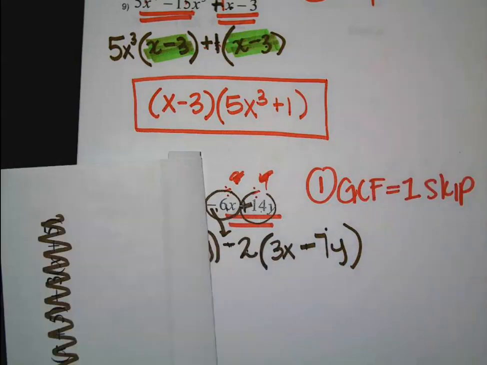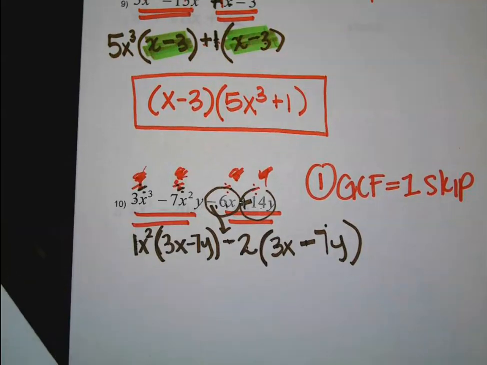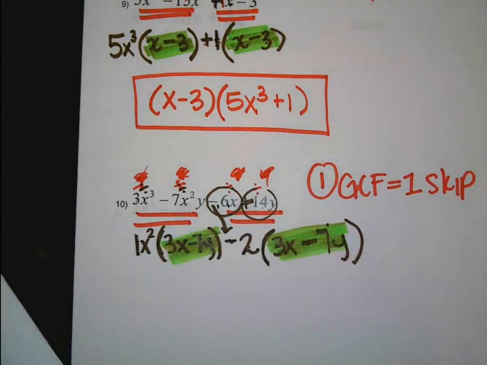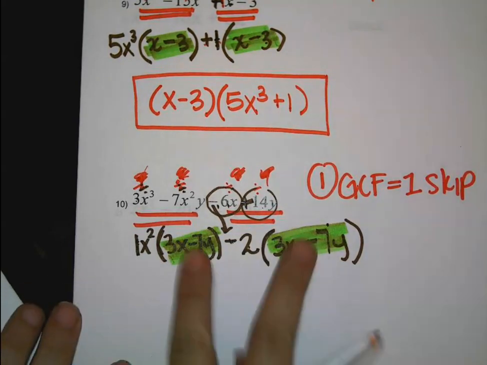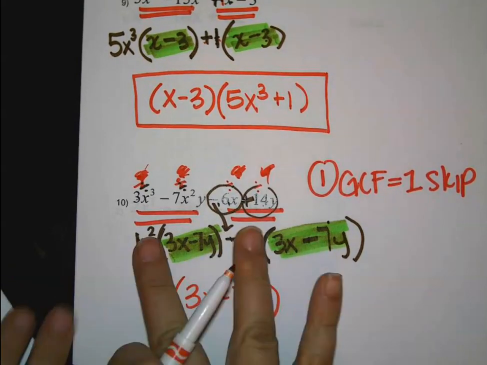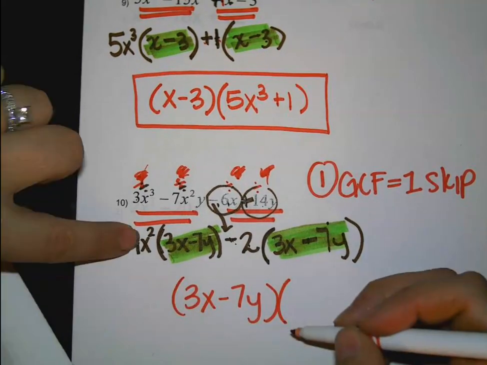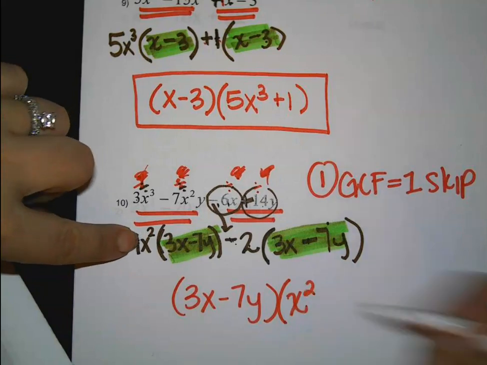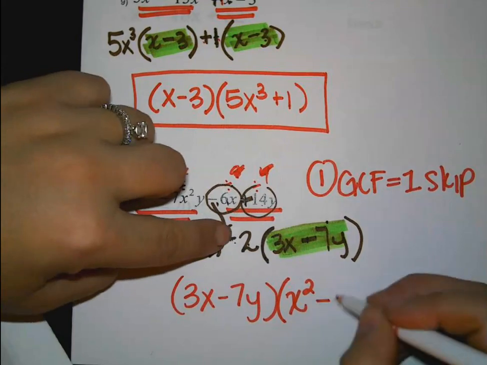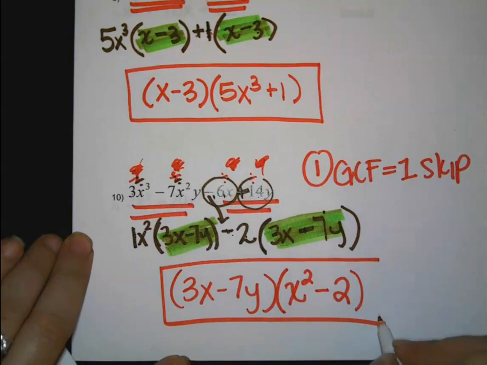Now, if I did this right, when I move this paper away, these should match. And I'm like, awesome, yes. If they don't match, check. Maybe you did something wrong. And then I'm going to bring these down, the 3x minus 7y. And then I'm going to bring these down. It could go here or they could go here. So I'm going to have 1x squared. Remember, that's the same thing as just x squared. I don't need a 1 in front of an x. And then minus 2. And now I have that written in factored form.